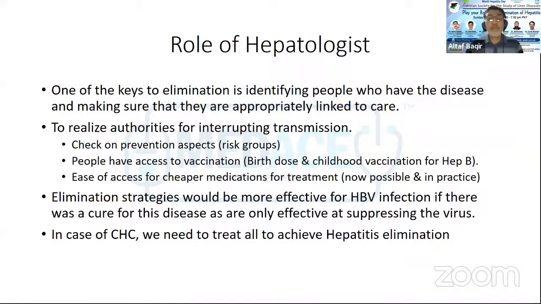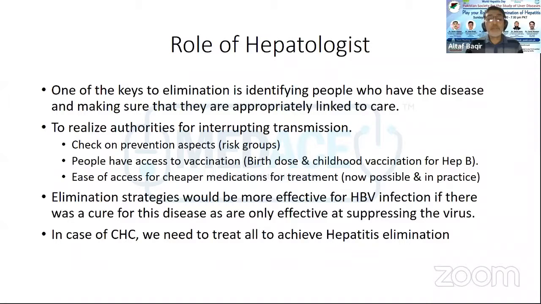One of the keys to elimination is identifying people who have the disease and making sure that they are appropriately linked to the standard of care, and to realize authorities how to interrupt transmission of this infection by checks on prevention methods, especially in the risk groups. People should have access to vaccination and provision of cheaper medication, which is now possible and is in practice.